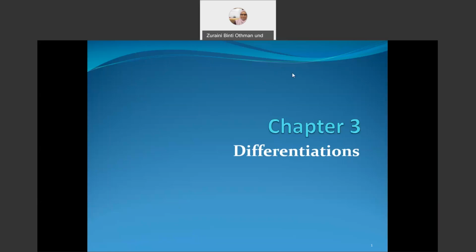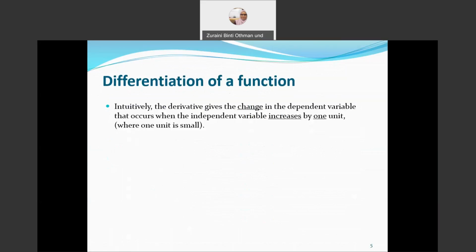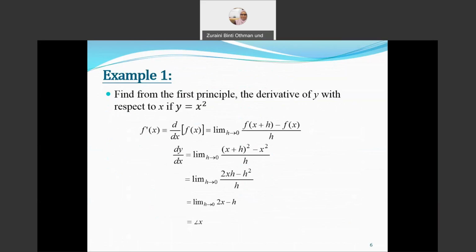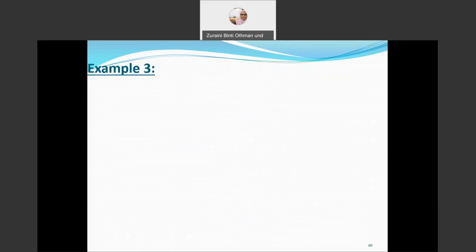Okay, now we continue our lecture with the topic differentiation. Previously, we had discussed the definition and the use of first principle. After that, we used the rules of differentiation. So today we will continue with implicit differentiation.